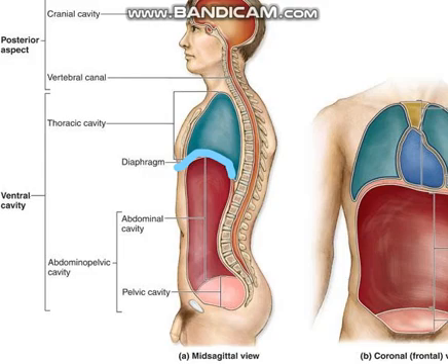You have two layers. You have the visceral layer, which is the inner layer that covers the actual organ, and then you have the parietal layer, which is the outer layer, and it lines the wall of the cavity just right outside the visceral.